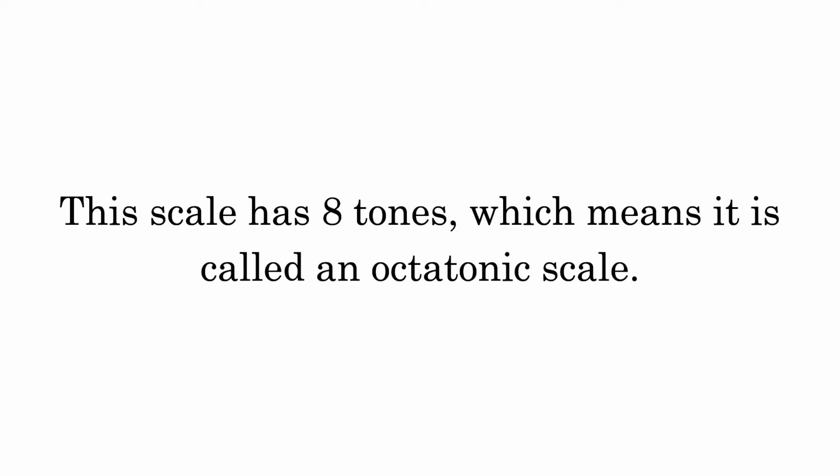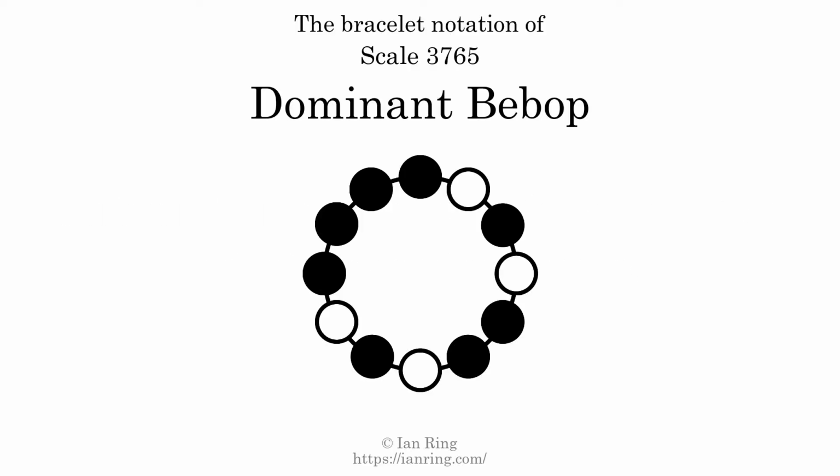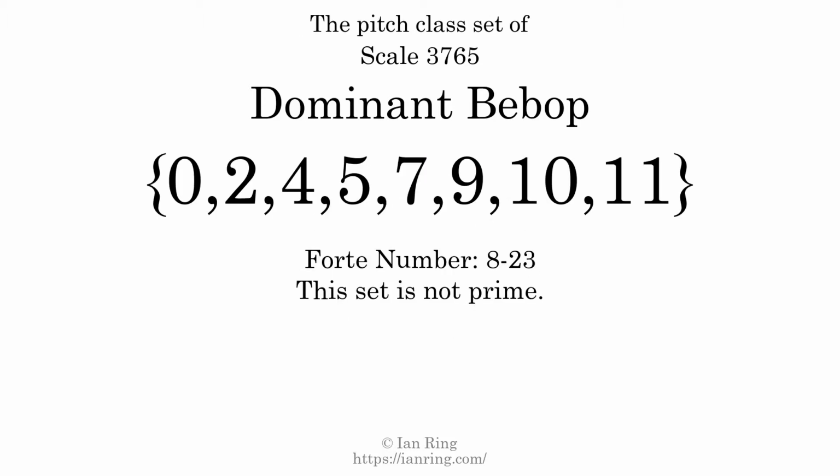This scale has 8 tones, which means it is called an octatonic scale. This is a bracelet notation diagram of scale 3765. The shaded circles represent tones that appear in the scale, and they are read clockwise, starting at the top. The pitch class set for this scale is 0, 2, 4, 5, 7, 9, 10, 11. The fault class is 823. This set is not prime.